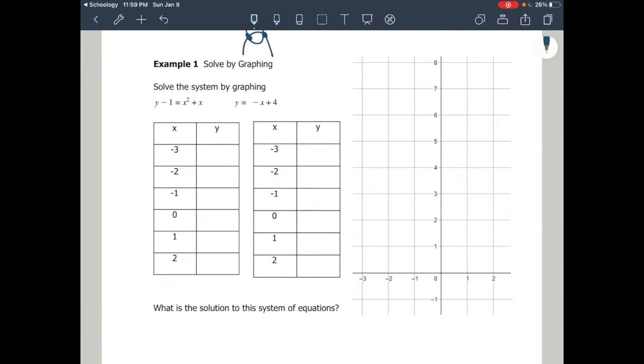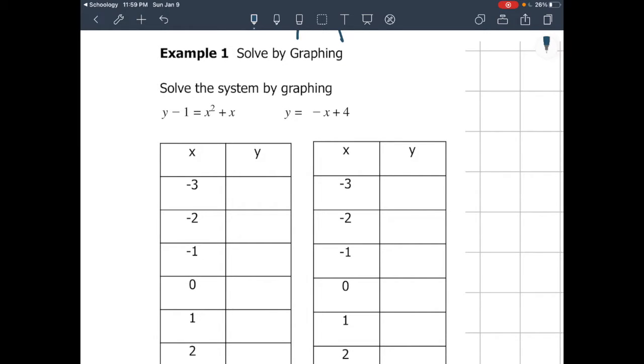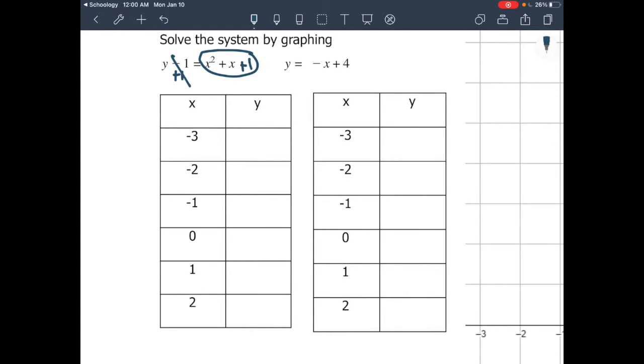It says solve the system by graphing. So this first equation here needs to be rewritten as a quadratic. We just need to get the +1 on both sides, so then it looks like this. So that is gone. So y equals x squared plus x plus 1. And then the other equation is y equals negative x plus 4. And then we just need to fill in the table.